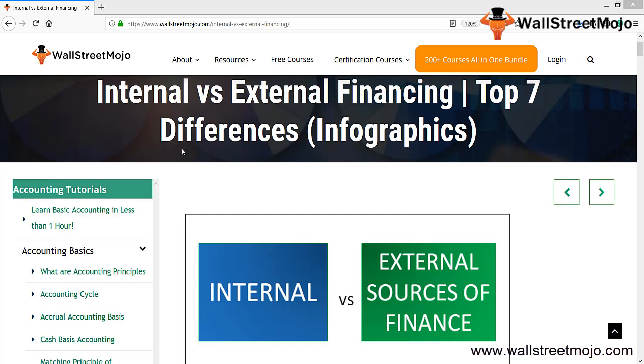Friends, today we are going to learn a concept which is known as internal versus external financing. We're going to see some of the top 7 differences. And let's understand this concept in a detailed fashion.